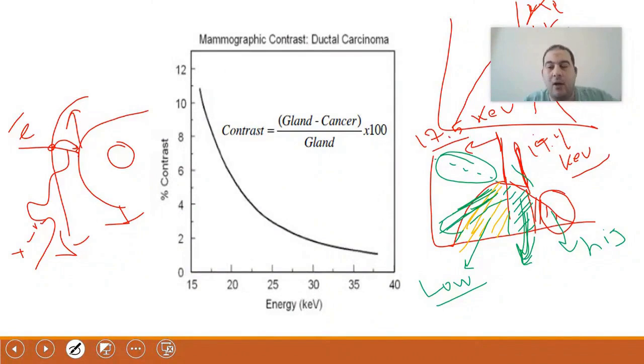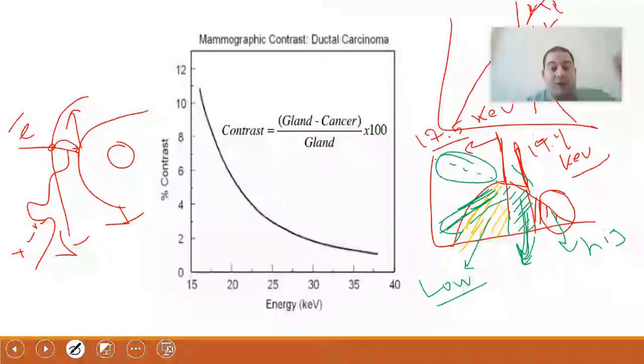Why not use the high? Because the high has high penetration power, which will reduce the difference in what is present, and a good image will not appear. So it will reduce the difference in the tissues present, and I won't get a good image. I want to use the range that gives me the highest difference in tissues.